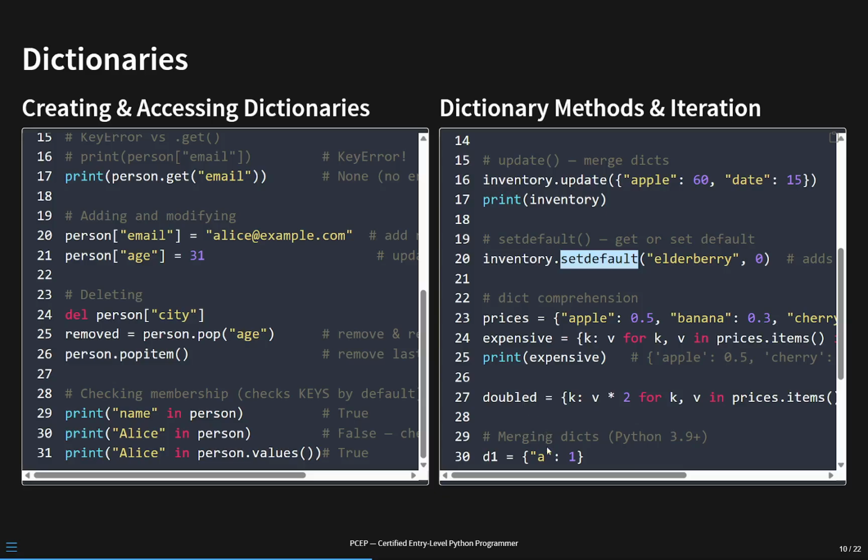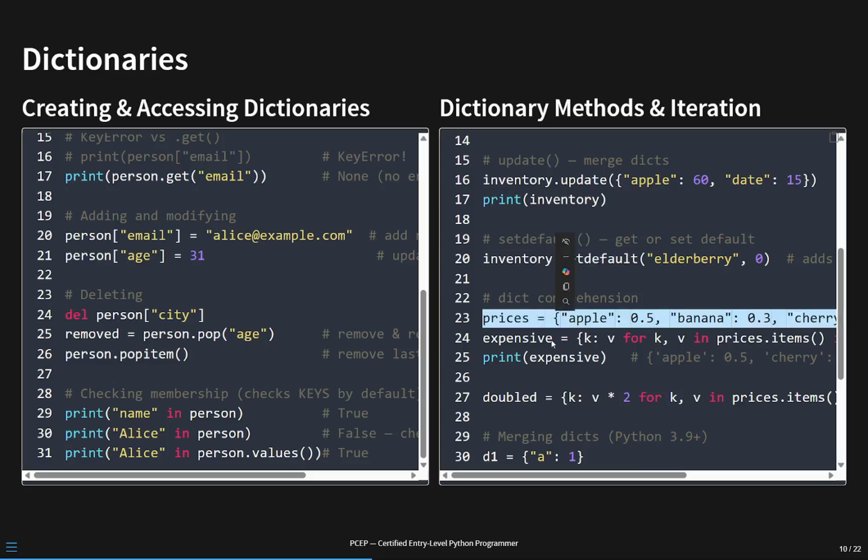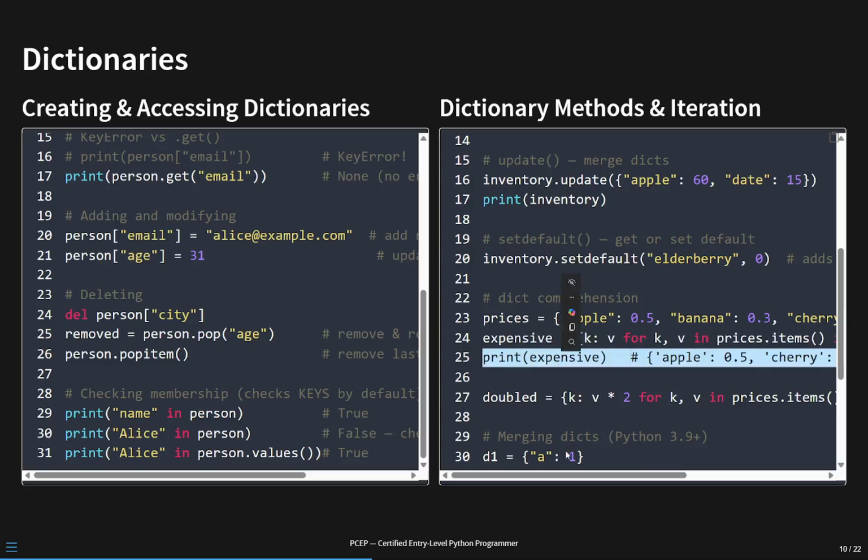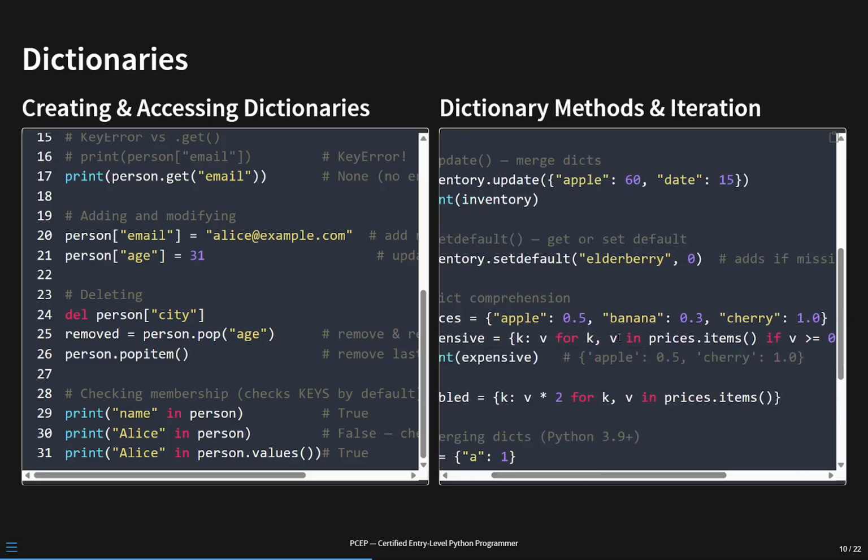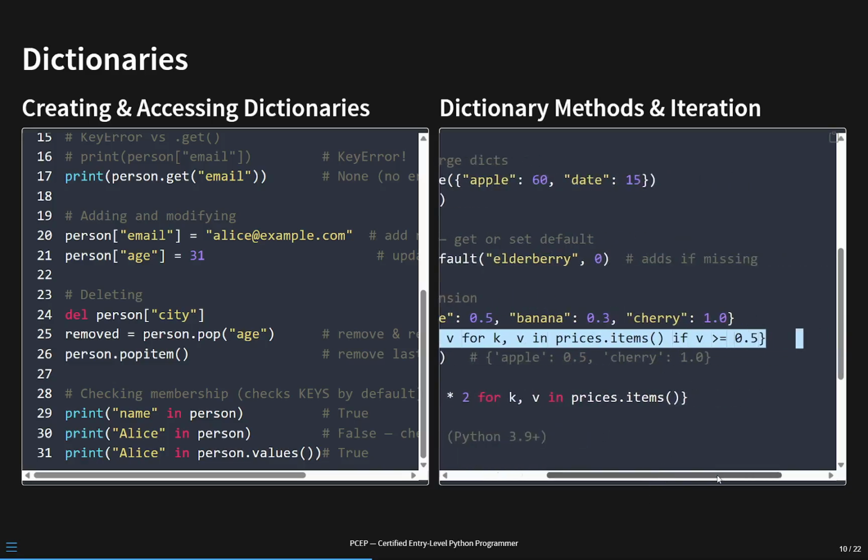Dict comprehension: {k: v for k, v in items.items() if condition}. Same filtering and transformation power as list comprehensions, but produces a dict.